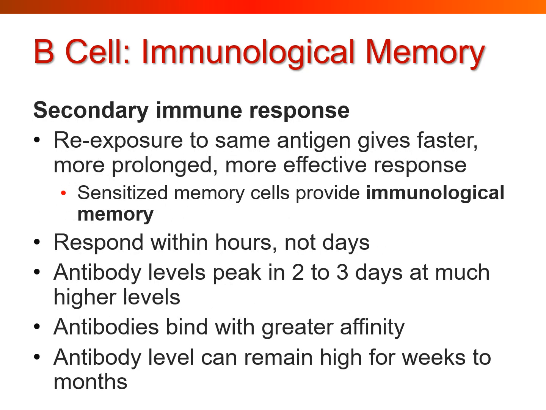So where the first response took a little bit longer to get up and running, the second exposure to that pathogen is going to give a faster, more prolonged, and much more effective response than what we saw in the first exposure to that pathogen. And the reason why is that we have sensitized memory cells that are responsible for remembering it and can get the message out quicker to get the army started, and let's differentiate into some plasma cells and get this thing taken care of. So this response, unlike the primary response, can happen within hours instead of days.